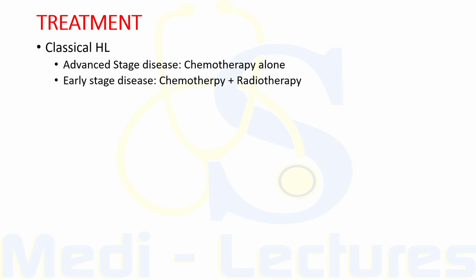So the overwhelming majority of patients with Hodgkin lymphoma will be cured with either chemotherapy alone, especially in advanced stage disease, as these patients do not benefit from adding radiation treatment. These do not benefit from radiation therapy. So these patients can be treated with chemotherapy alone in advanced stage disease, or with a combination of chemotherapy and radiotherapy, especially in the early stage of disease.